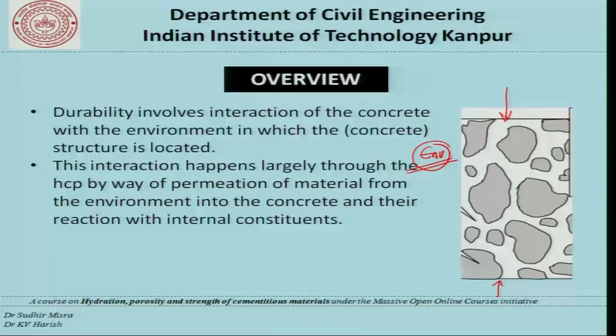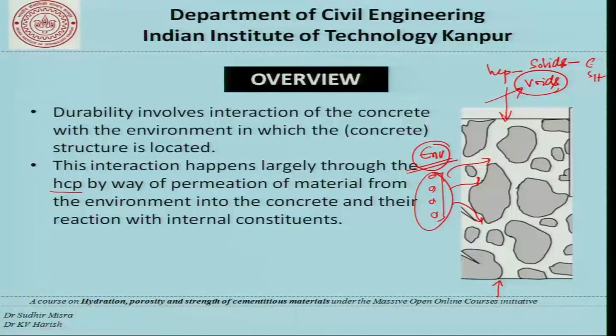This interaction happens largely through the HCP, that is the hardened cement paste, by way of permeation of material from the environment into the concrete and their reaction with the internal constituents. What this means is that there are constituents from the environment which move into the concrete through the HCP, and of course, the HCP itself is made up of solids, which is the CSH gel and products like that, and there are voids. So, when we talk of permeation of these materials into the HCP, we are talking of the movement of these materials through the voids in the HCP.